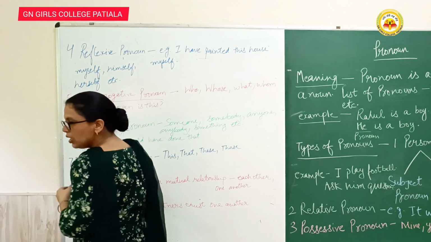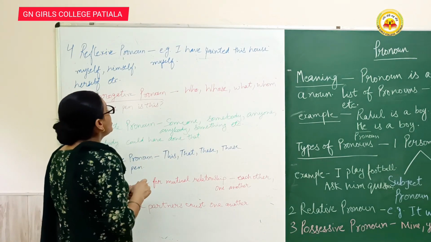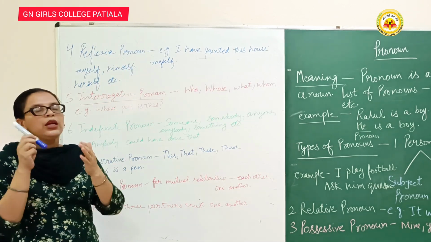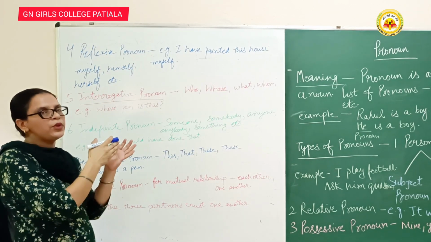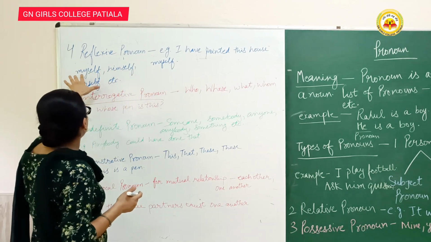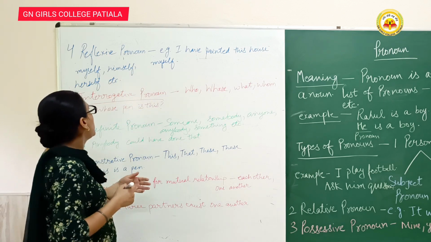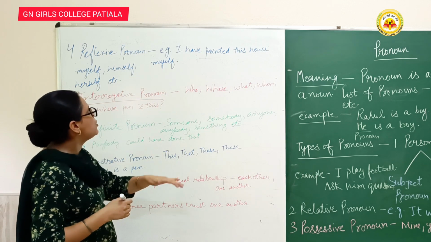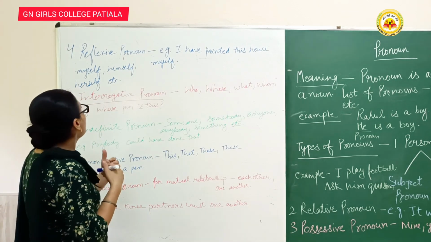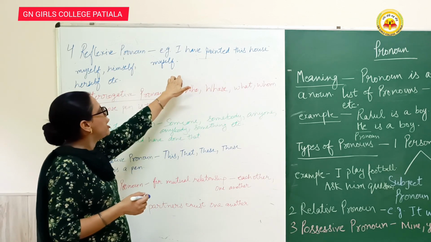And the fourth is the reflexive pronoun. Reflexive pronouns relate something back to the subject. Here are the words myself, himself, herself, etc. These are the reflexive pronouns. Example: I have painted this house myself.